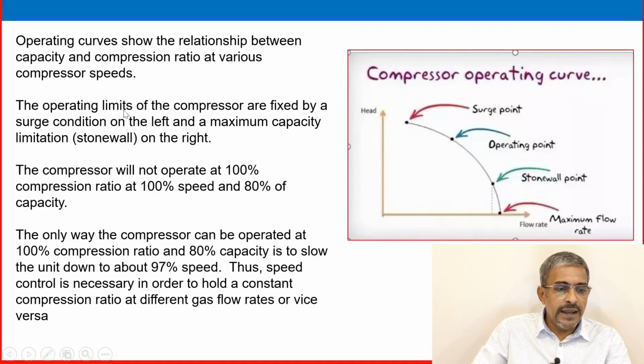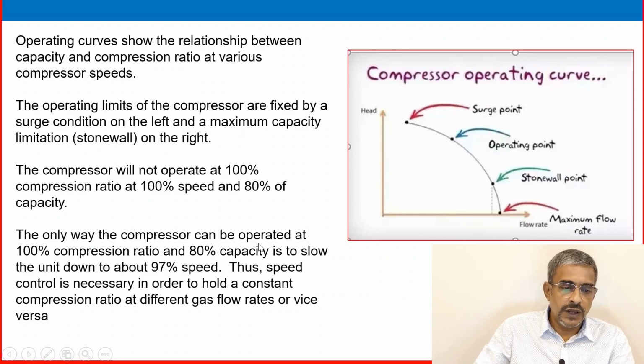The operating limits of the compressor are fixed by a surge condition on the left, which we will discuss in detail, and a maximum capacity limitation, called stonewall, on the right. Here is the stonewall point, the maximum. The y-axis is the pressure or head, and the x-axis is the flow rate.